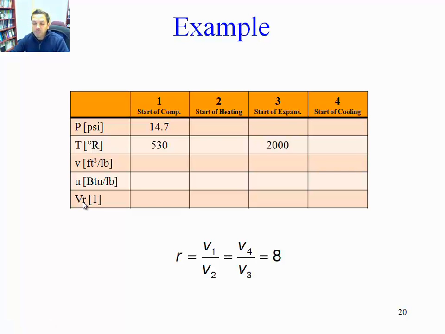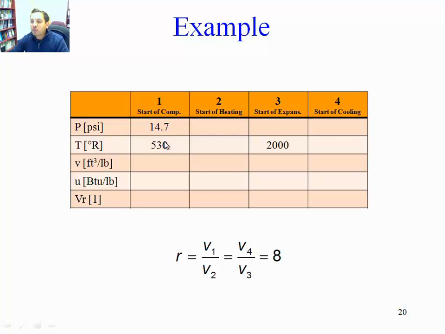VR is sometimes referred to as a relative volume, but it's not a relative volume, it's just a function of temperature that is related somehow to volume. It's a unique function, an exclusive function of temperature, so if you have the temperature you can get VR from the tables, and we're going to use it because of the isentropic process. It's only meaningful in isentropic processes.